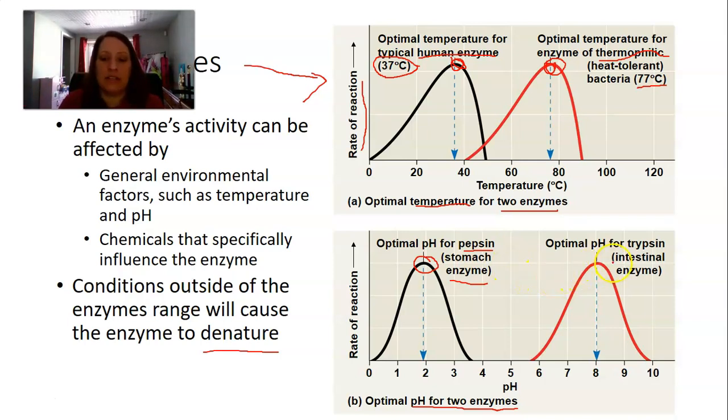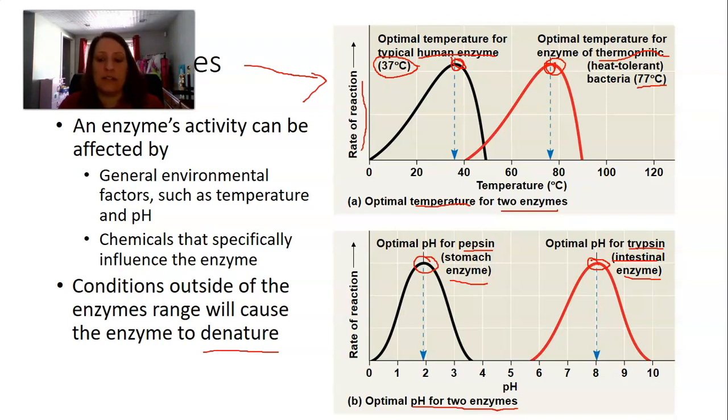If we look in the intestine, it's more of an alkaline environment. This particular enzyme is called trypsin, and it works best at a pH of about 8. That's where it peaks. Again, if we get outside of that range, or if we were to take trypsin and put it into the stomach, it wouldn't work. It would unfold.